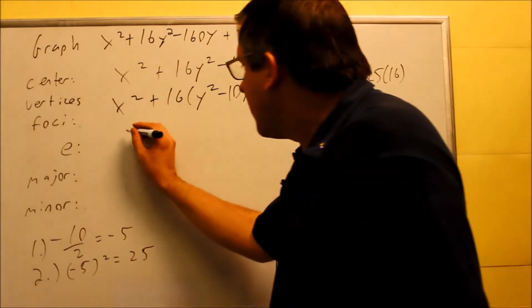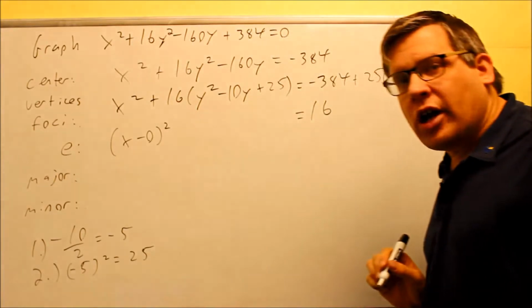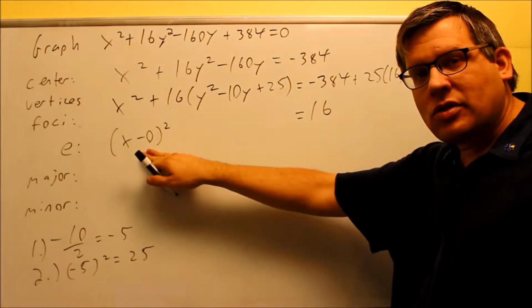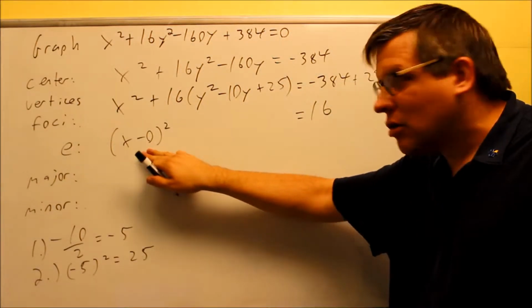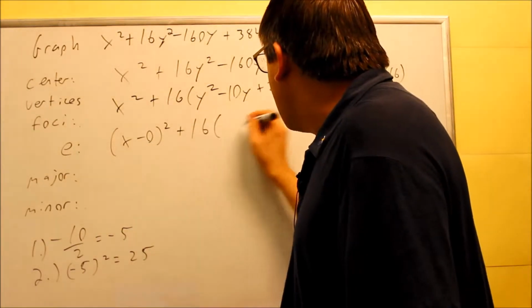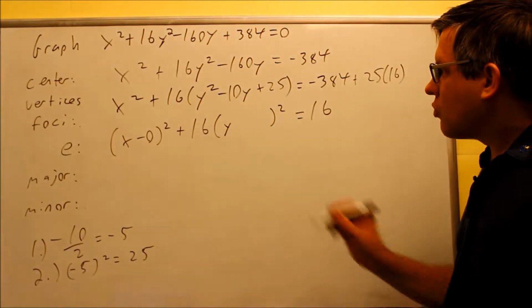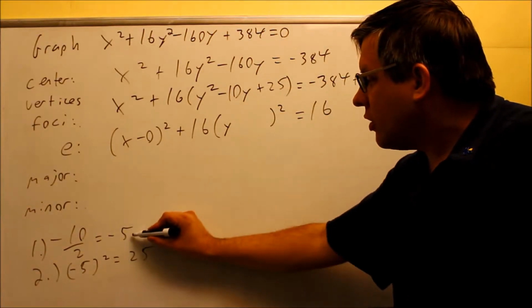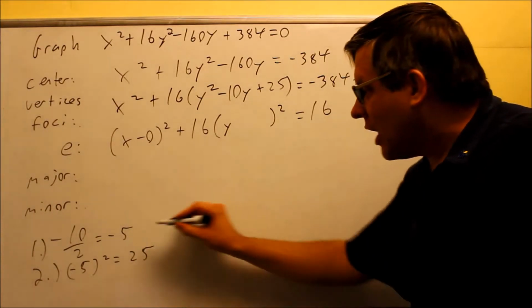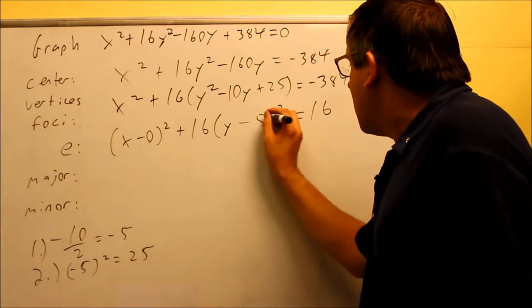Now over here, the x, I'm not able to complete the square with it, but I could write it as a quantity as this. I could either write it as x minus 0 or x plus 0 squared. And then I have plus 16, and this one can be turned into a quantity squared. So for step number 1 there, we got negative 5. That's the number that goes inside the parentheses here. So I have minus 5, and I have this.